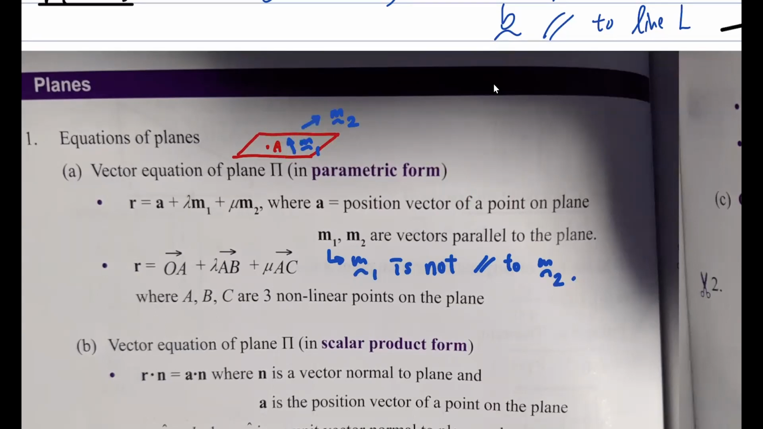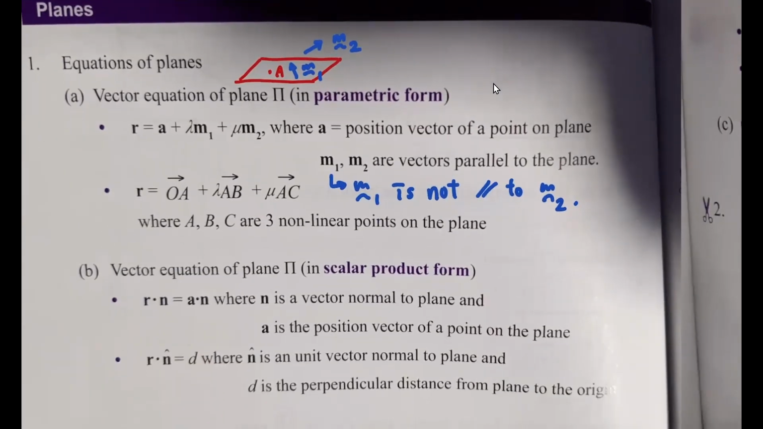Remember the next version of the equation, part B. Just ignore the first version and focus on the last version here. What is this? Just the normal. You don't even need to know that it's a unit vector, you just need to know it's a normal vector. How do you get the normal vector? It's perpendicular to the plane.